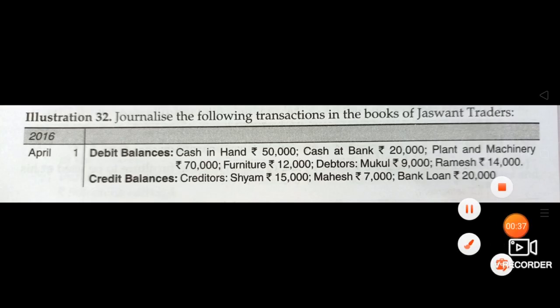Okay, debit balances will be of assets and credit balances will be of liabilities. Cash in hand, debit balances: cash in hand 50,000, cash at bank 20,000 rupees, plant and machinery rupees 70,000, furniture rupees 12,000. Two debtors are there, Mukul and Ramesh, 9,000 and 14,000. Credit balances: there are two creditors, Sham 15,000 rupees, Mahesh rupees 7,000, and bank loan rupees 20,000.